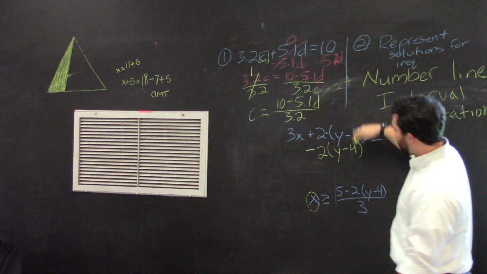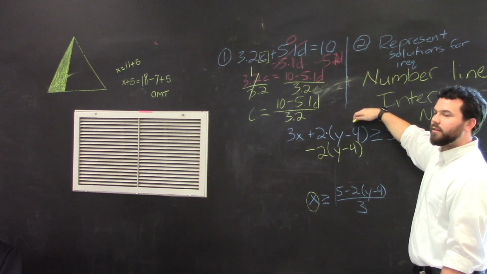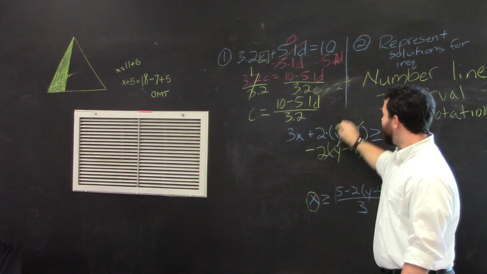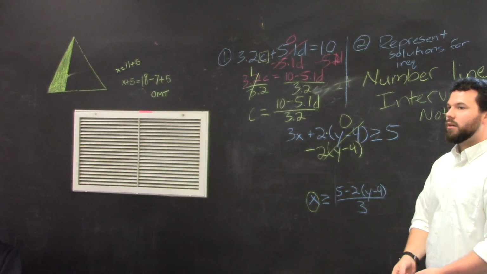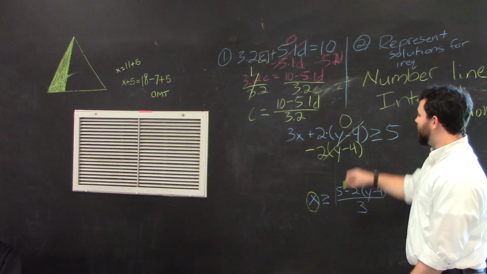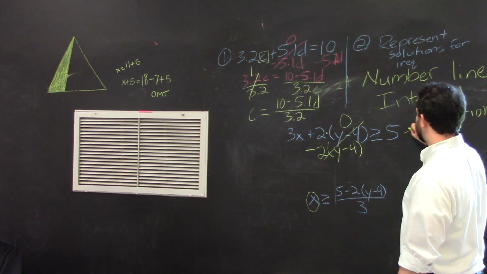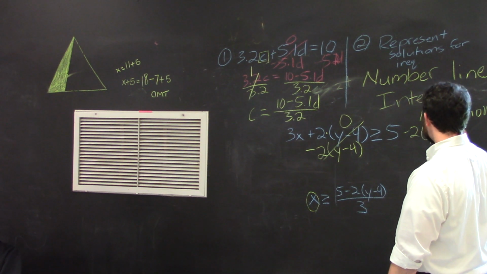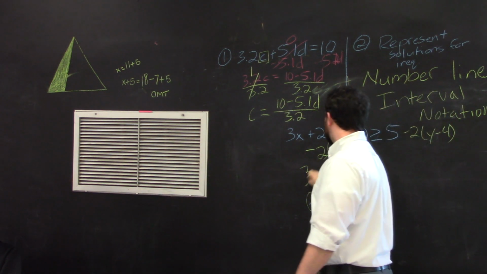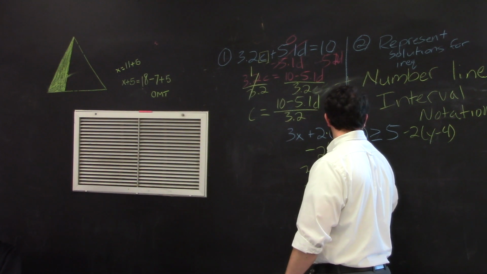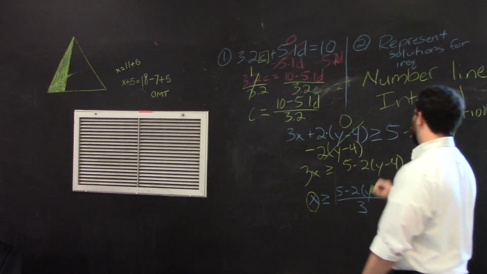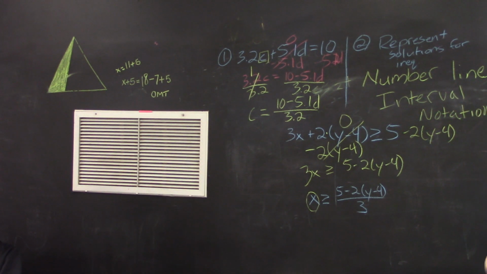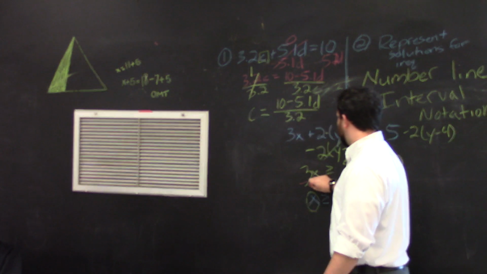If I subtract something from itself, what am I going to get? 0. I know that's a lot more complicated than we're used to, but it's still the same concept. If I subtract that entire expression, I'm still creating a 0. And so now I have 3x is greater than or equal to 5 minus 2 times y minus 4. So close. What do I have to do now? Divide by 3.